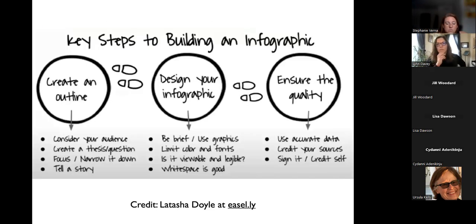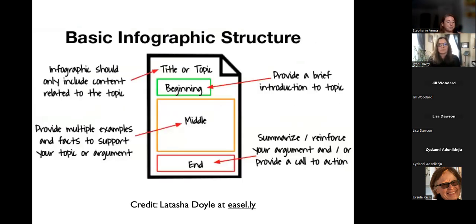This is from the same woman who did the structure. Create an outline. What's your question? You know, sketch this out. Then you design it, sketch it out. And then you ensure the quality of the data and everything that you're using. So let's just think back about the structure: the title, the beginning, the middle, the end, and we're going to do that together.